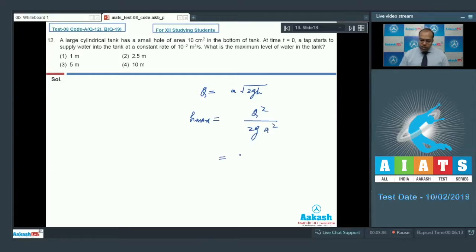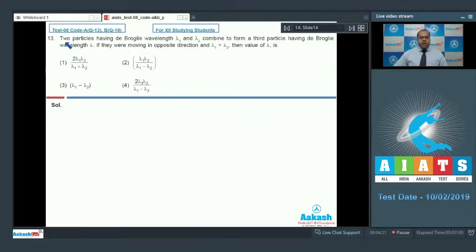So if I substitute the data, the value of Q is 10 raised to the power minus 2. So its square is 10 raised to the power minus 4, divided by 2 into g. The value of g I am taking as 10. The cross sectional area is 10 centimeter square, so it can be written as 10 raised to the power minus 3, so its square is 10 raised to the power minus 6. So on solving, it comes out to be 5 meter. So option 3 is the correct answer. Let's move to question number 13.